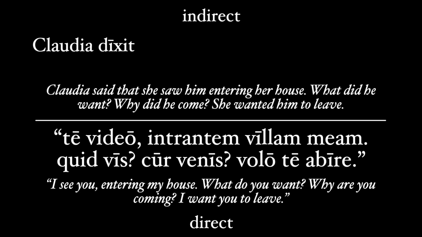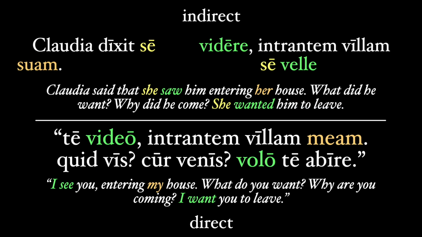So the first thing we need to do is to change the main verbs of our statements, not the questions, into infinitives. And both of these are present tense verbs in direct speech, so they become present infinitives. And they need subjects too, since they were both first-person verbs. Claudia is our third-person subject, so we use se to show that it's the same as the subject of our dixit. Our meam also needs to become suam, again to reflect our third person.